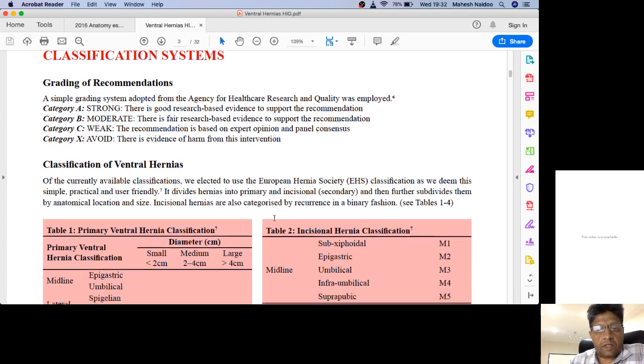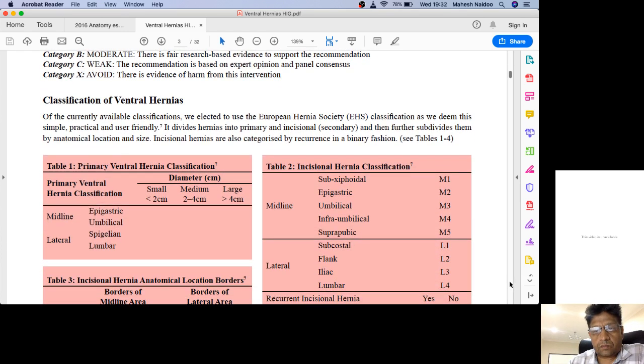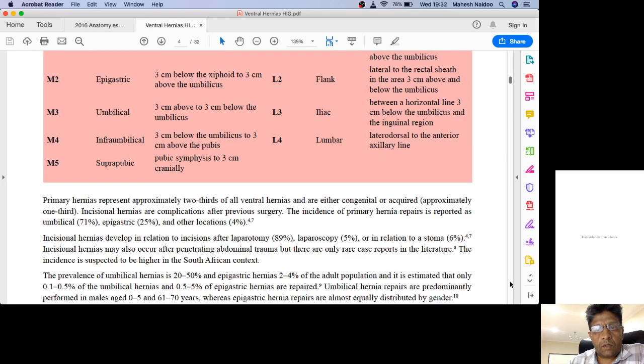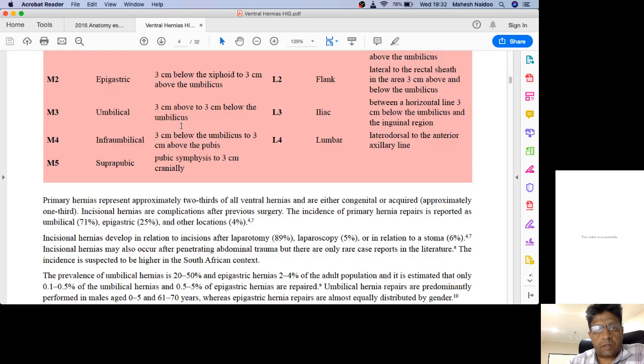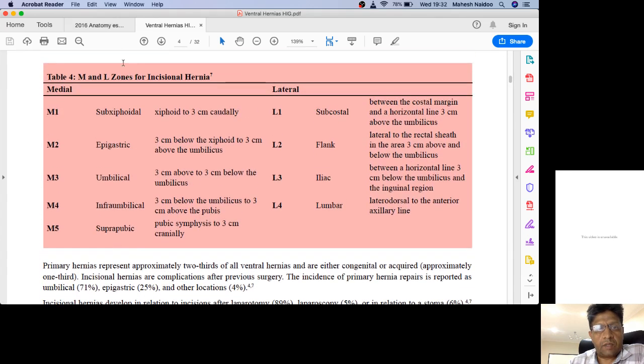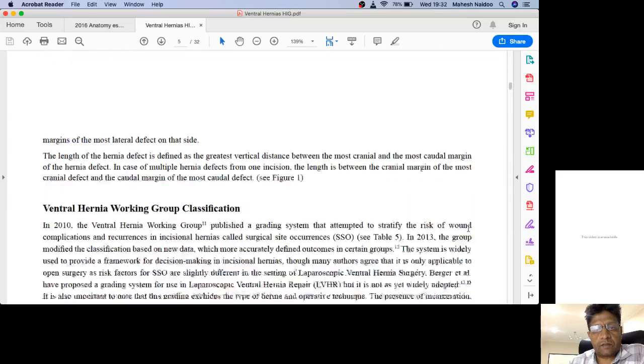Right, there's a classification system. What they're actually explaining is a new system to describe the hernias in different zones. They've got medial hernias 1 to 5, lateral hernias 1 to 4, and this is something you could be asked about in your vivas.